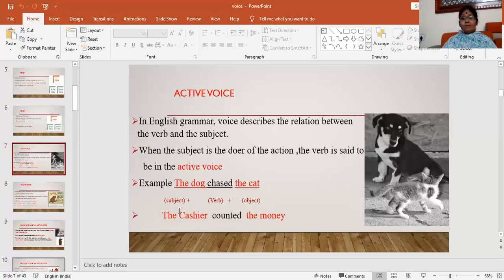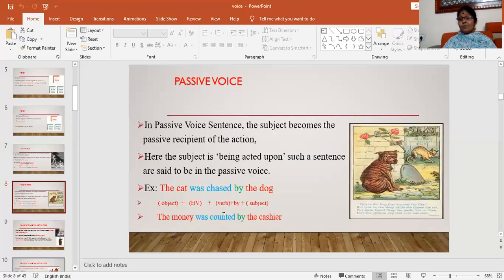Similarly, here we said the cashier counted the money, right? Now in passive voice, we will bring this money here and we will take this cashier here and we will change our verb. Now look at this. What is the change? The money was counted by the cashier. So the emphasis is on money and not on the cashier. So now is it clear how we can identify our active voice and how we can identify our passive voice, right?